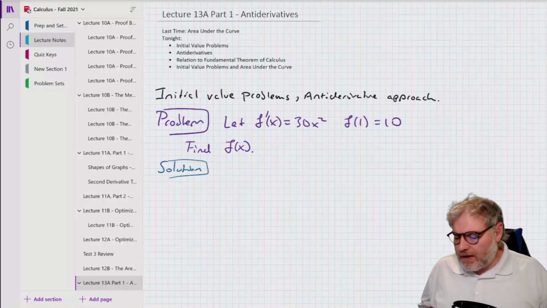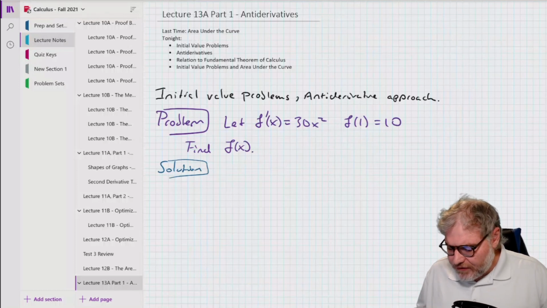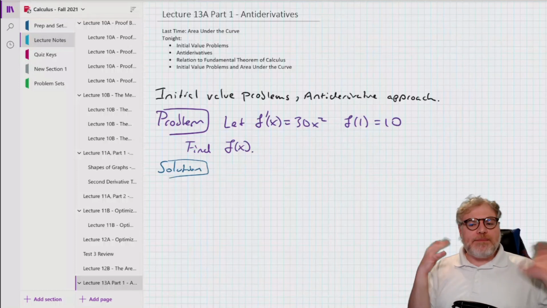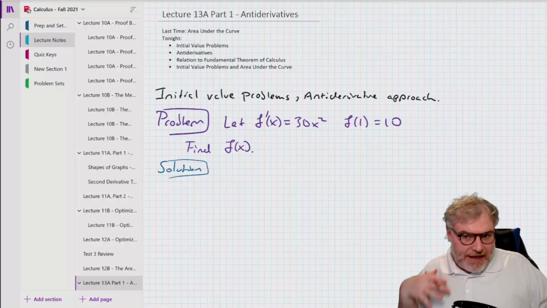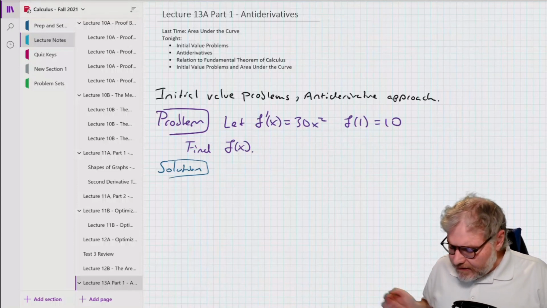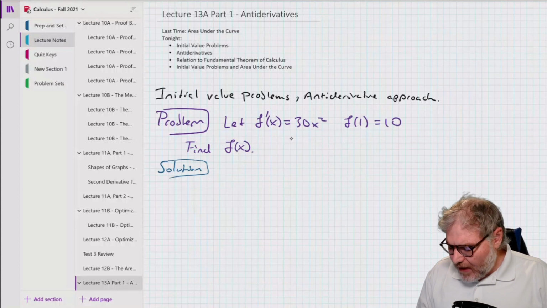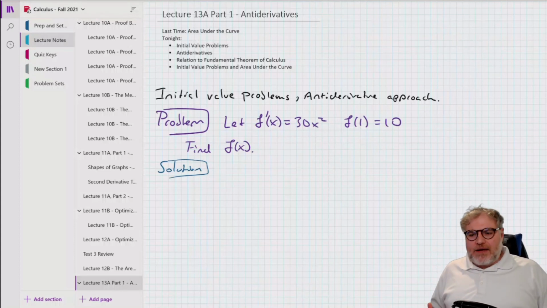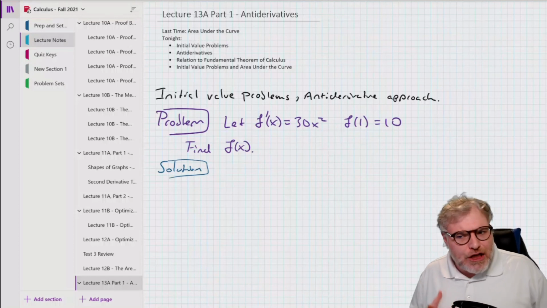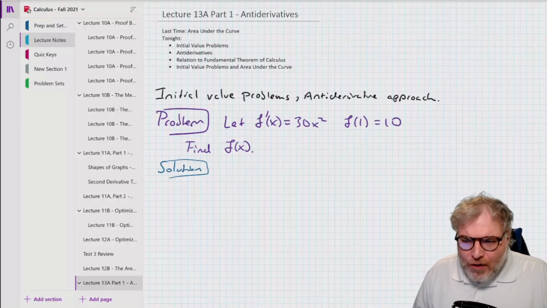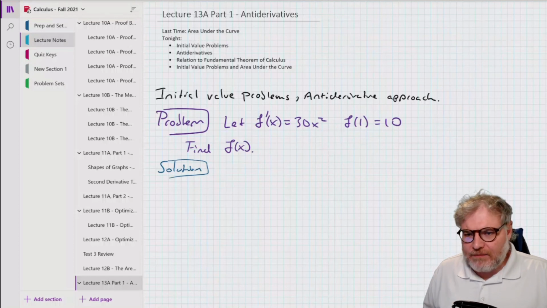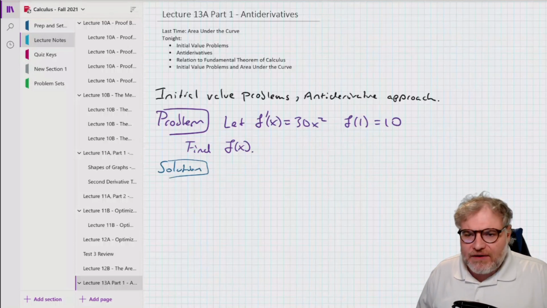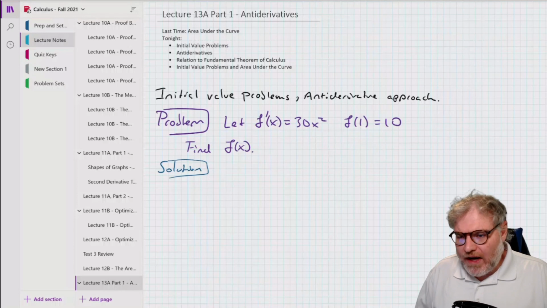So what we want to talk about today with this lecture video is initial value problems, antiderivatives, and so on. So we've been taking derivatives, now we want to go backwards. So here's a typical problem. Let's let f prime of x equal 30x squared. Now, can we go backwards? Yes and no. We can go backwards if we have a little bit more information. So what functions have the derivative 30x squared?